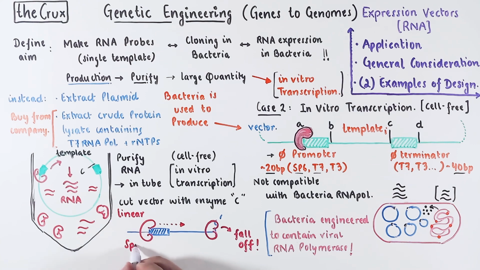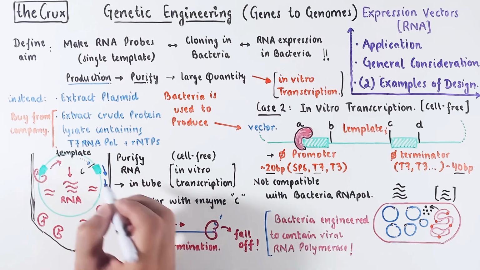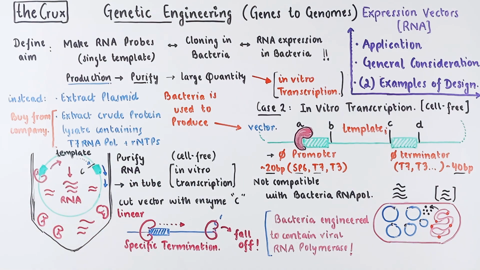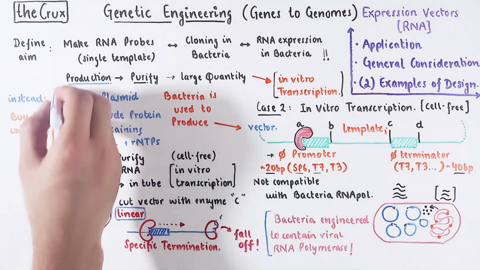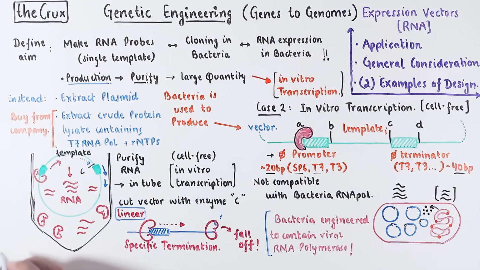This ensures exact termination of the transcription because sometimes in a plasmid, the polymerase can continue beyond the transcription termination point, and that will result in probes longer than the template, which is not good. This example of production and purification is not limited just to RNA probes. Hairpin RNAs for RNA interference and even mRNA vaccines are made using this exact same process of in vitro transcription.